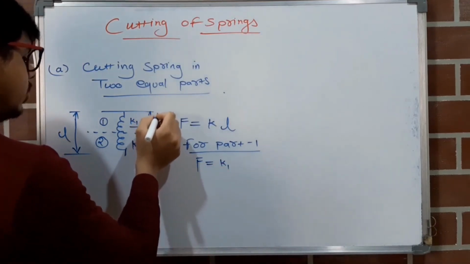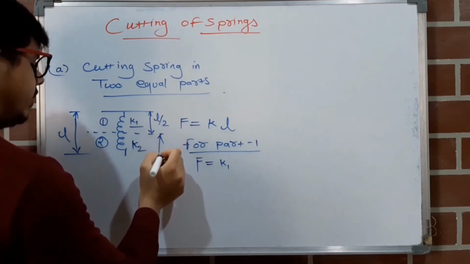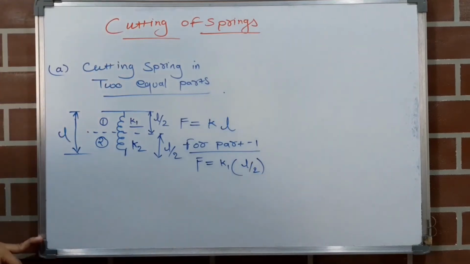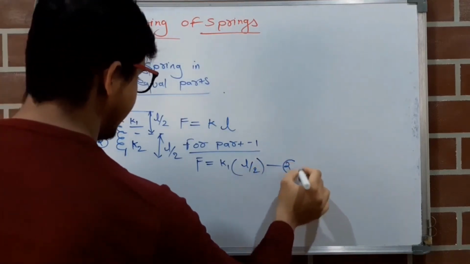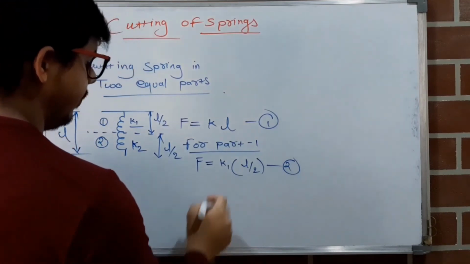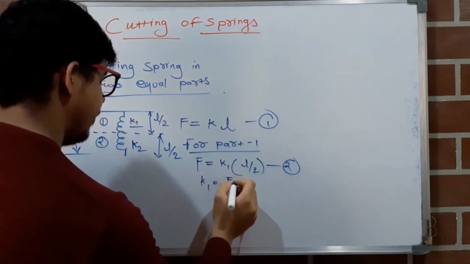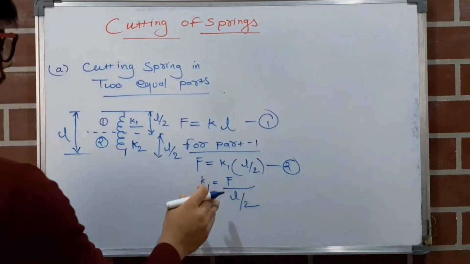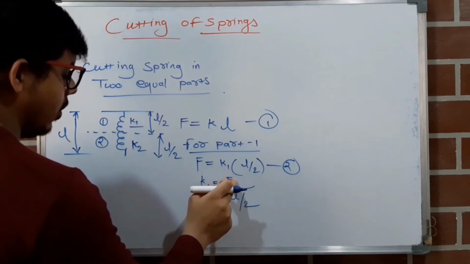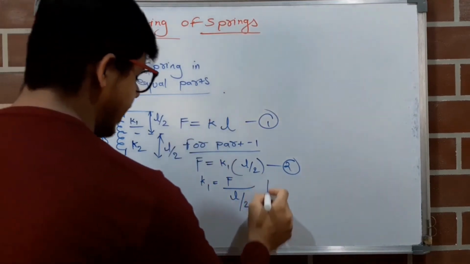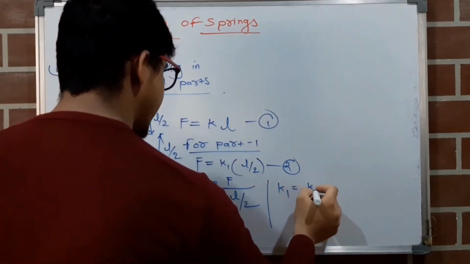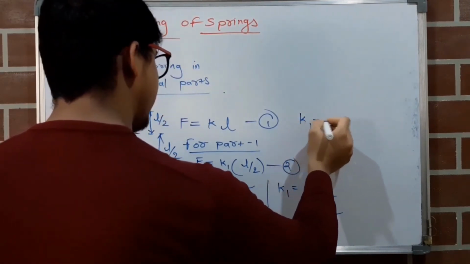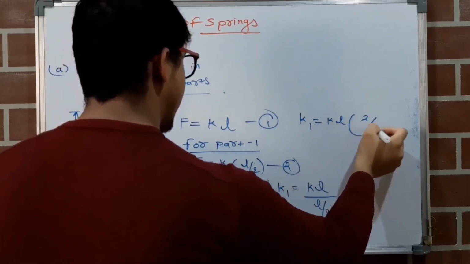It is L by 2, because we had cut the spring into two equal parts. So it will be L by 2. Now this is equation 2 and this is equation 1. So let K1 equal F divided by L upon 2. Now if I put the value of F from the above equation, then I will get K1 equals K into L divided by L upon 2. So I am getting K1 equals K into L upon 2 by L.